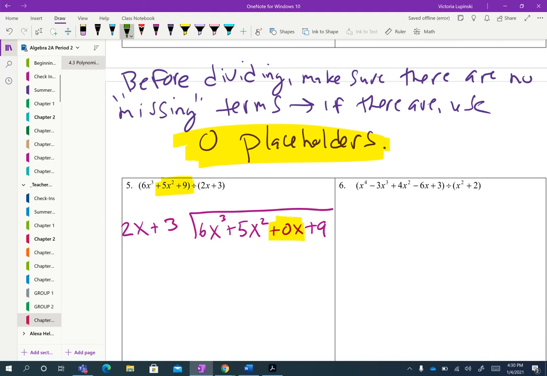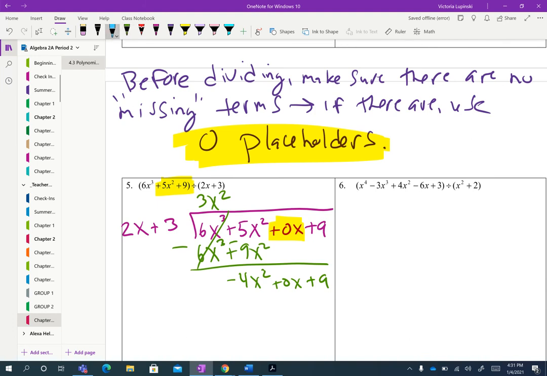So 2x times what gives me 6x cubed? That would be 3x squared. Times 2x is 6x cubed plus 9x squared. Draw the line, change the signs, cubes are out. 5 minus 9 is negative 4x squared, and then bring down all your placeholders.